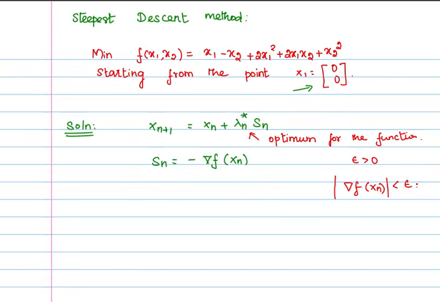In this problem, they gave the function f of x1, x2 equal to x1 minus x2 plus 2 times x1 square plus 2 times x1 x2 plus x2 square, and the initial vector is 0, 0. So first we start with iteration 1.